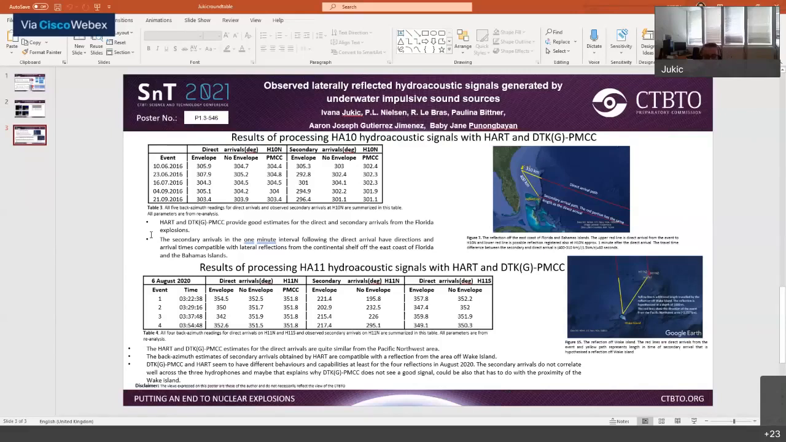PMCC and HART seem to have somewhat different behaviors and capabilities for reflections. The secondary arrivals do not correlate well across the three hydrophones, and maybe that explains why PMCC does not see a good signal, or it could also have to do with the proximity of Wake Island.